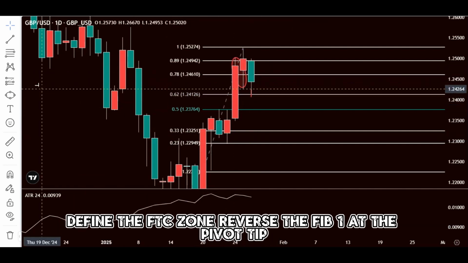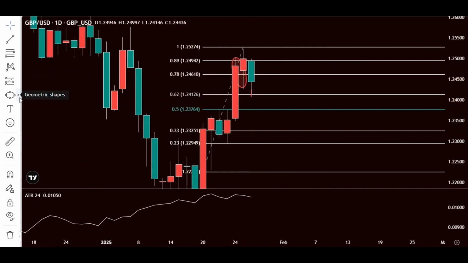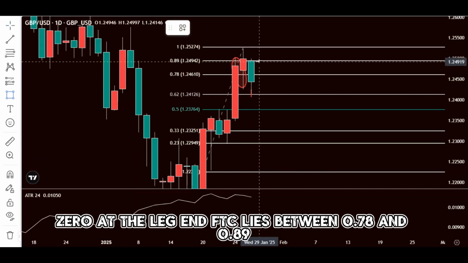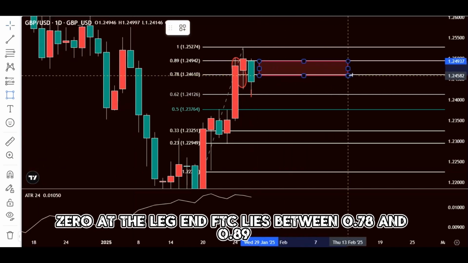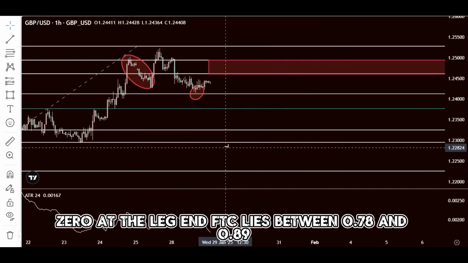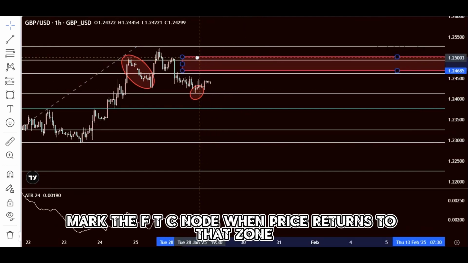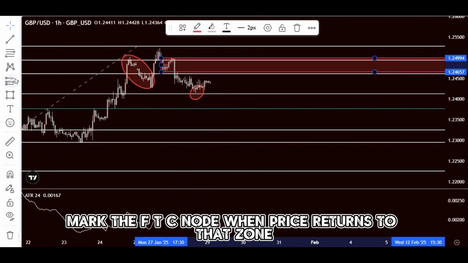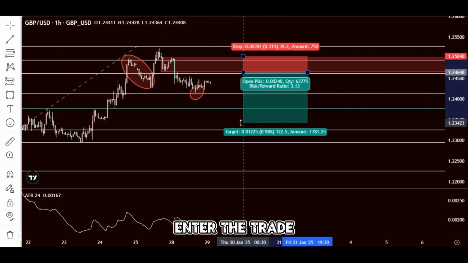Reverse the fib, 1 at the pivot tip, 0 at the leg end. FTC lies between 0.78 and 0.89. Mark the FTC node. When price returns to that zone, enter the trade.